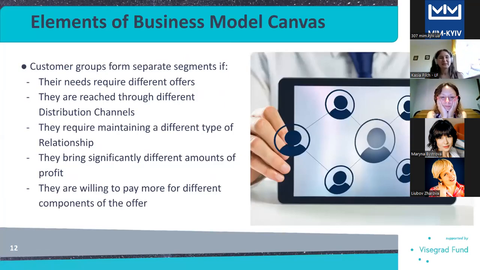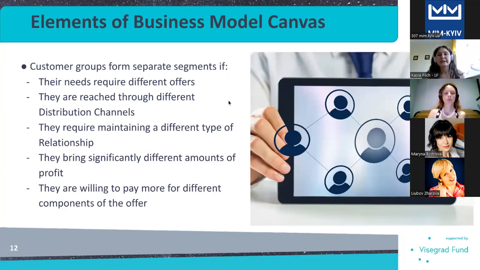So, let's talk about how to differentiate between different segments of your customer groups. It's if their needs require different offers. For example, you have some product and you have to adjust it differently, or have different products for different groups of people. If you have to do that, it means that those groups are different segments of customers.